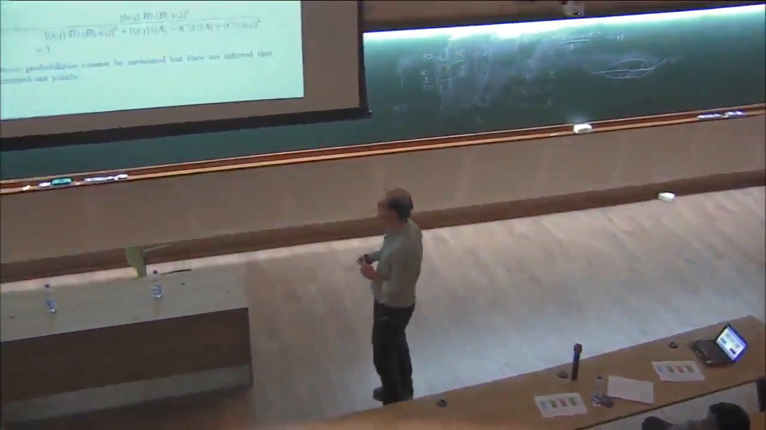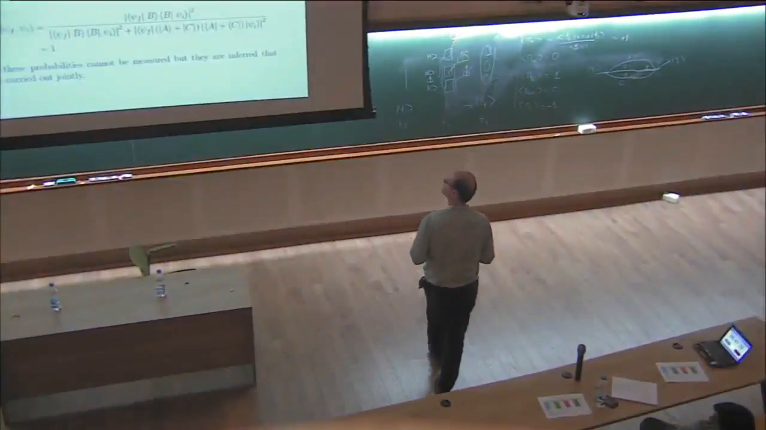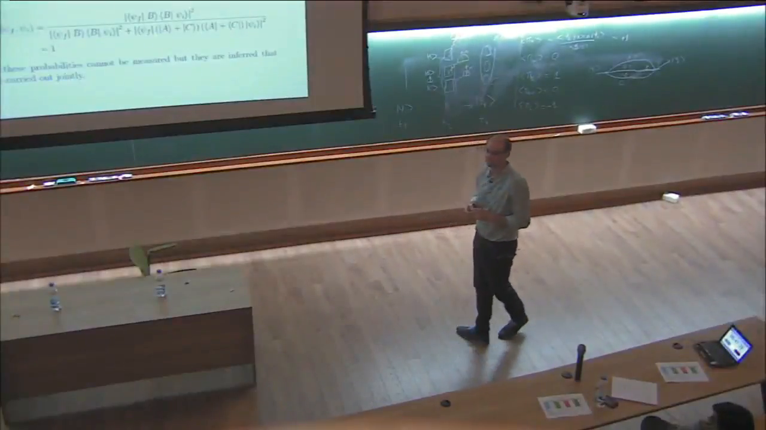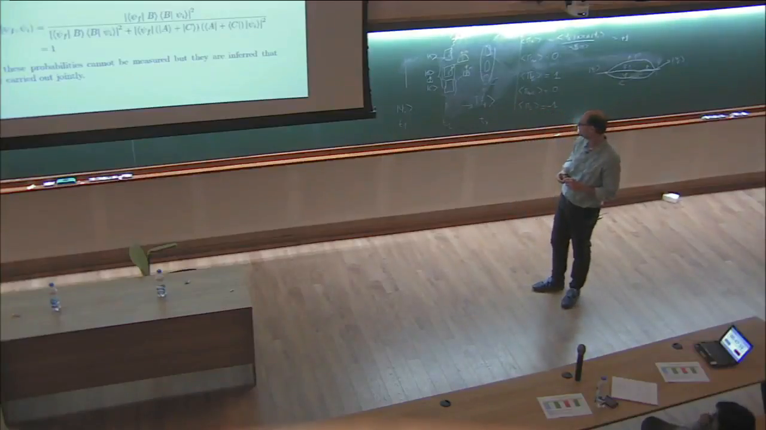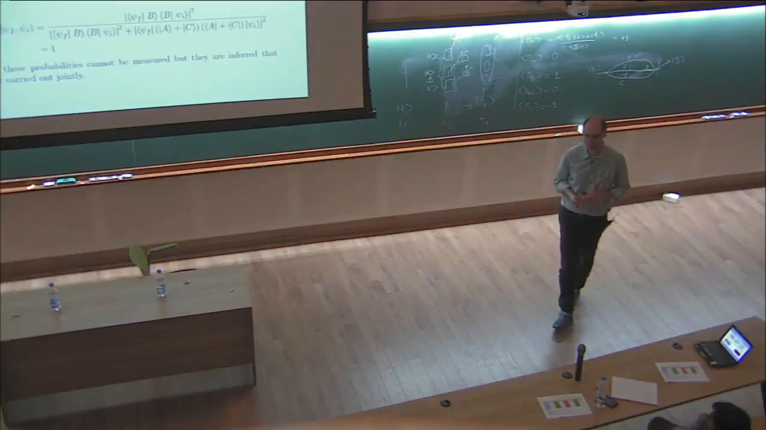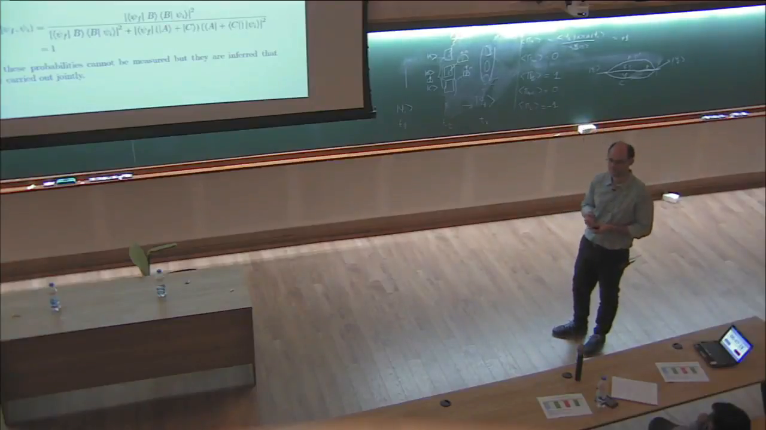And if I make a strong measurement, so here. The question is, how do I make a measurement in B plus C in this case? That's one measurement.